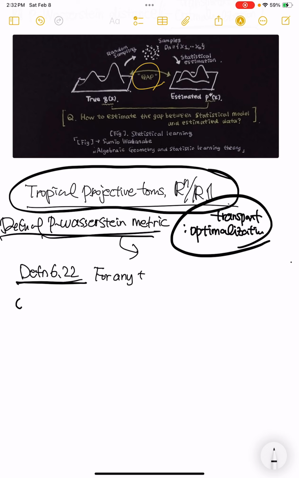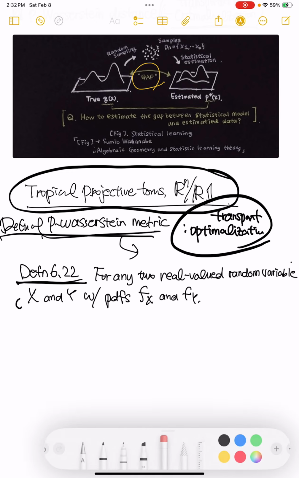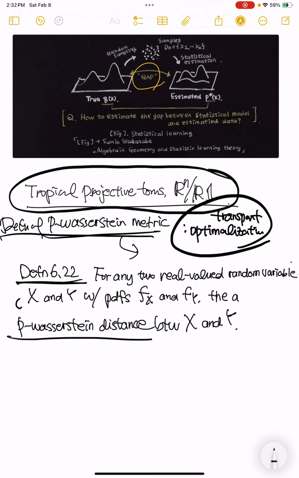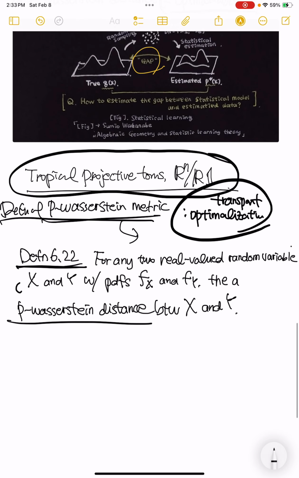For any two real-valued random variables X and Y with joint probability density functions fX and fY given, then a p-Wasserstein distance between X and Y. Note that even if these definitions are so abstract, the essential is to estimate the gap between two probability distributions of X and Y.